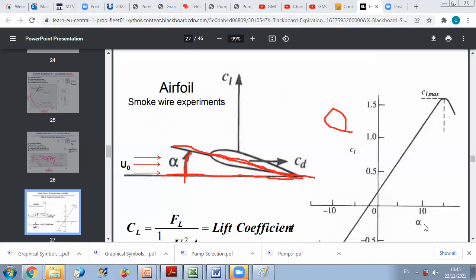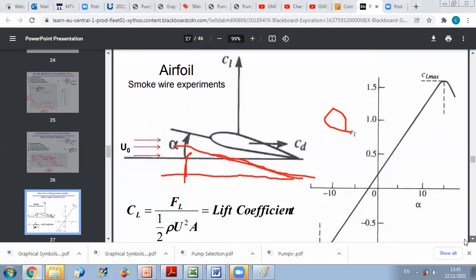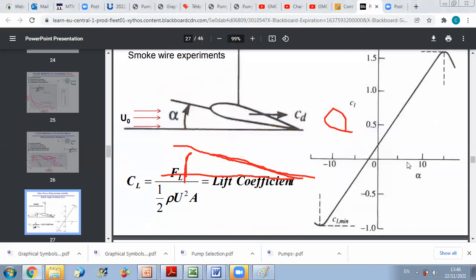For example, in this graph, they illustrate the variation of lift with alpha. If you want to find the relation between lift coefficient and alpha, you should fix all parameters and just vary alpha. So I fix the characteristics of the airfoil and the upstream velocity, so I am working at the same Reynolds number, and I vary the angle of attack and measure the corresponding lift coefficient. I can come up with a graph giving how the lift coefficient is varying with alpha.